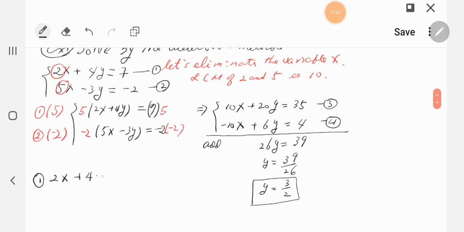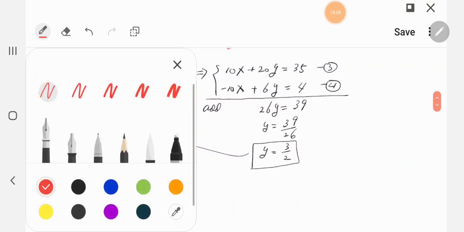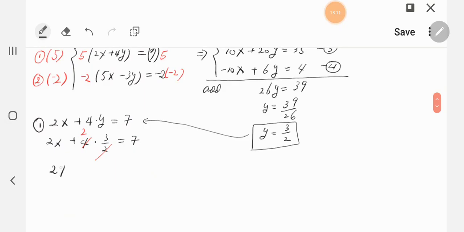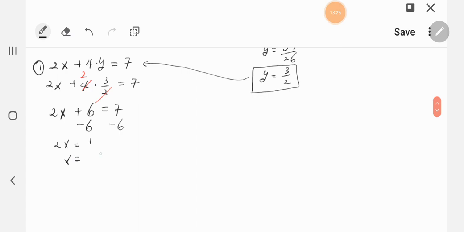So 4y is equal to 7. I will substitute this y value for y in equation 1. So 2x plus 4 times 3 over 2 is equal to 7. See, we can reduce this 2, so that we don't have a fraction anymore. 2x plus 2 times 3 is 6 is equal to 7. And then minus 6 each side. So 2x is equal to 1. Then divide each side by 2. So x is 1 over 2. So we got the x value.